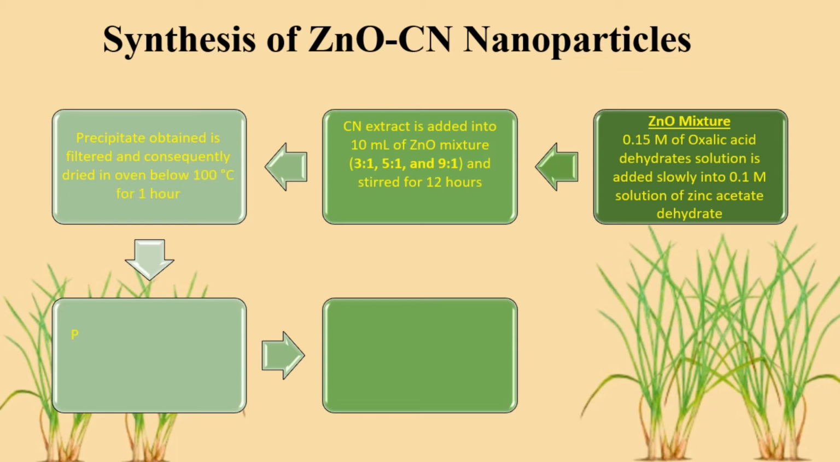The precipitate obtained is filtered and consequently dried in oven below 100 degrees Celsius for 1 hour. The precipitate is calcined in the furnace at 550 degrees Celsius for 2 hours. The white powder of ZnOCN is formed and kept in a sealed container. We will also be using commercial zinc oxide for comparative purpose.